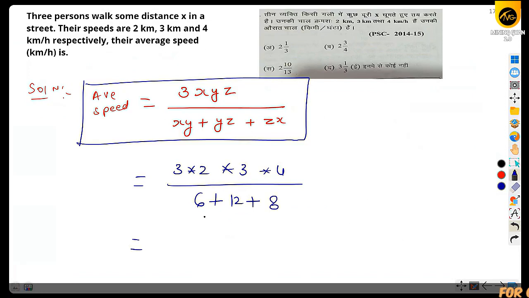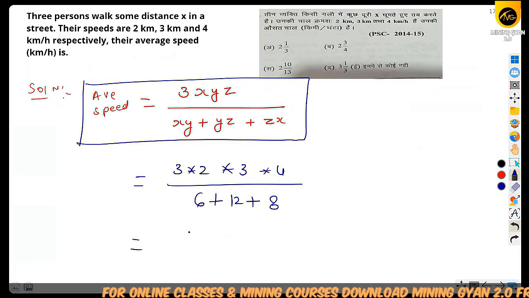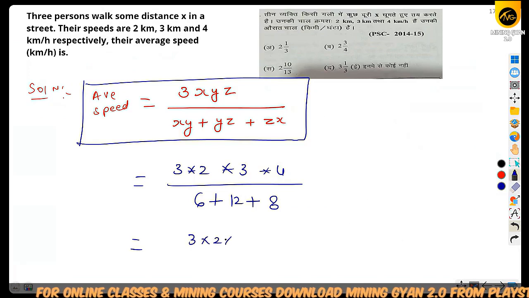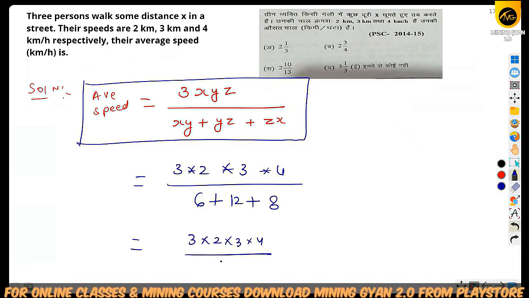Now the numerator is 3 into 2 into 3 into 4, which is 72. First of all, just add these: 6 plus 12 plus 8 is 26. So 3 into 2 into 3 into 4 divided by 26. Divide by 2, so it will be 36 divided by 13. Now the options are available in mixed fraction form, so just convert 36 divided by 13 into a mixed fraction.